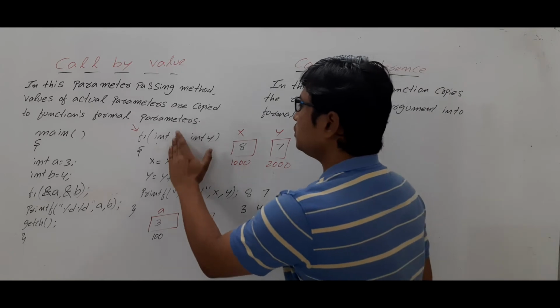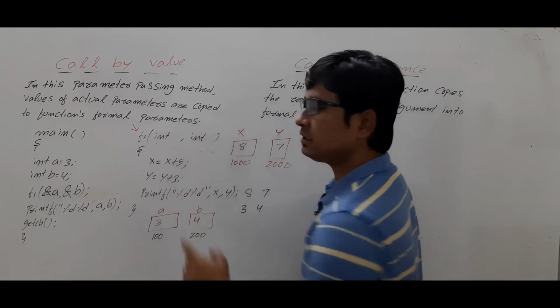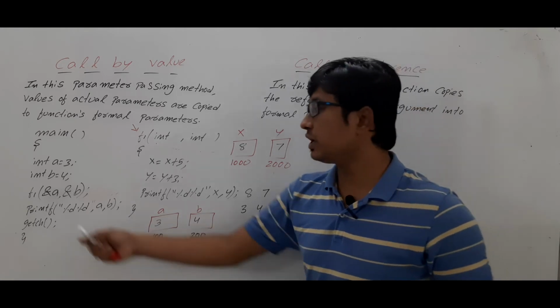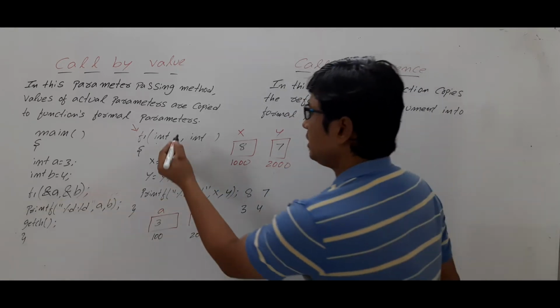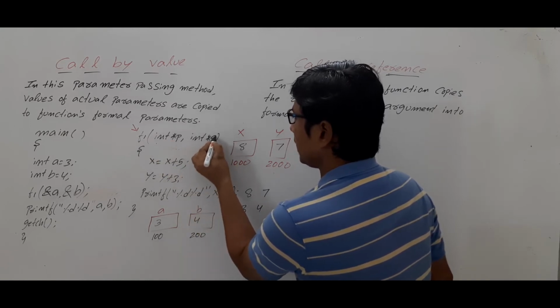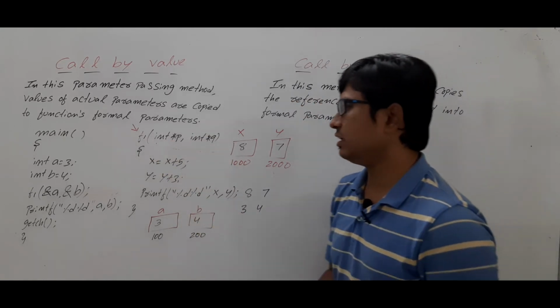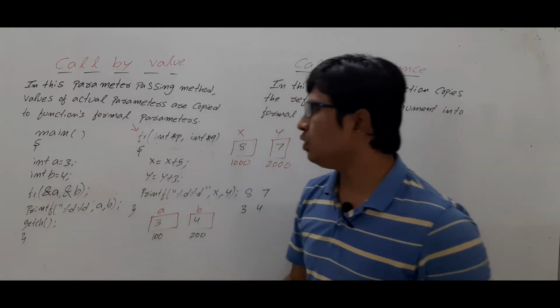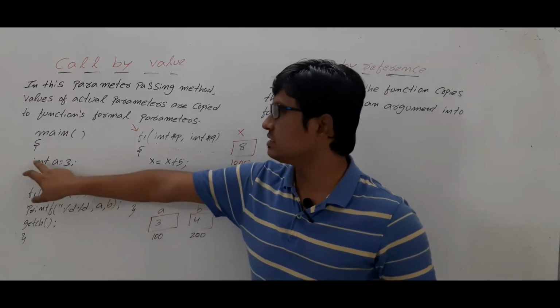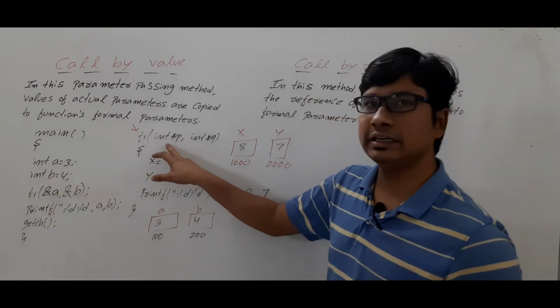Now once you have passing the addresses, you need to declare a pointer to store the address of this variable. So I will write int star p, star q. I can write star x, star y also, not a problem. Okay. Now look at this statement. This is address of a, which is integer. So here it is an integer pointer.